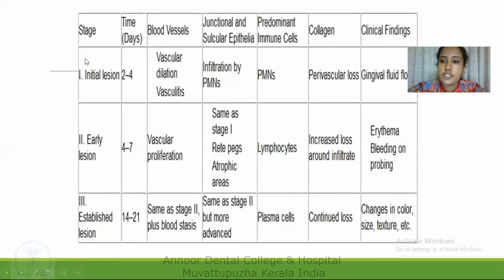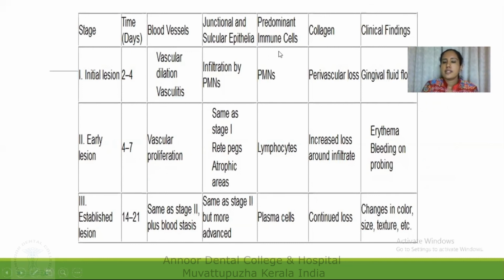This is a summary. The initial lesion occurs within 2 to 4 days. For the early lesion to get formed, it takes 4 to 7 days, and the established lesion takes 14 to 21 days. Coming on to the blood vessels, in the initial lesion, it is a vascular dilatation that takes place. In the early lesion, we can see that there is vascular proliferation. And in the established lesion, it is the same as stage 2, plus there is blood stasis.